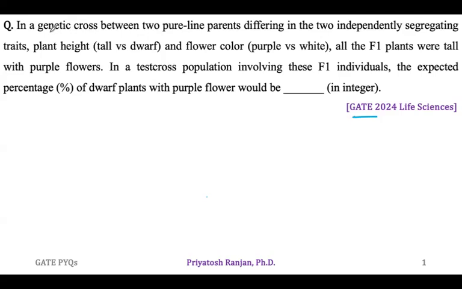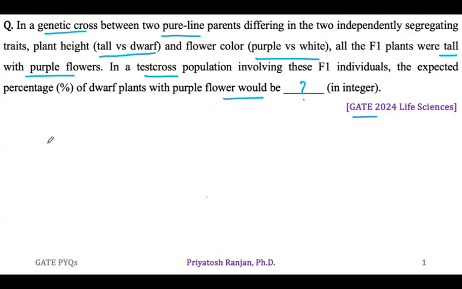The question says, in a genetic cross between two pure line parents differing in the two independently segregating traits, plant height, tall versus dwarf, and flower color, purple versus white, all the F1 plants were tall with purple flowers. In a test cross population involving these F1 individuals, the expected percentage of dwarf plants with purple flower would be, we need to find out this value.